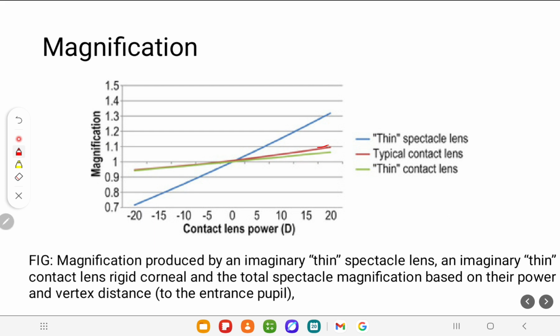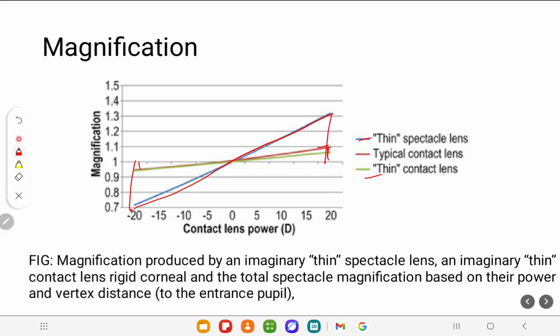Okay, so at the last, the typical contact lens is this red line, the thin spectacle lens is this blue line, and the thin contact lens is this green line. Let's take this red line and the green line as an example. Whenever you prescribe spectacles, see, this is the fluctuation of magnification, which is very rapid from 1. But when you prescribe contact lens, this graph goes a little bit higher than the 0 line and a little bit lower than the 1 line, but not like spectacles. In spectacles, the magnification difference from 0 is very high.